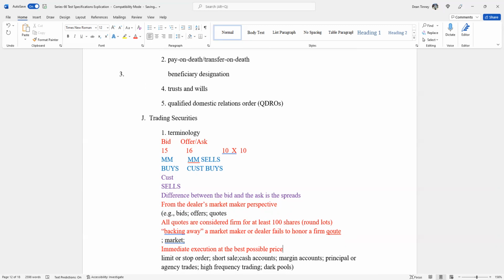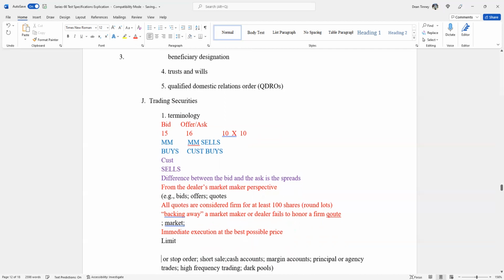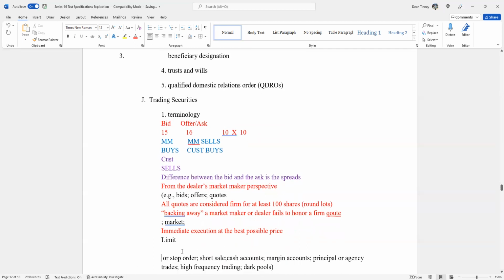You're more interested in execution than you are price. That's the only order, by the way, that has no contingency, no qualifier. What we mean by that is you're more interested in execution than price. All these others have a qualifier. A limit order means you want to do business at your price or better.